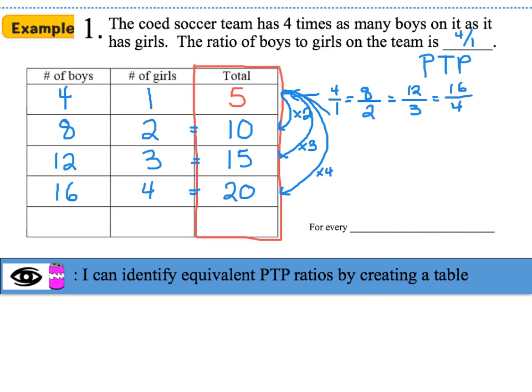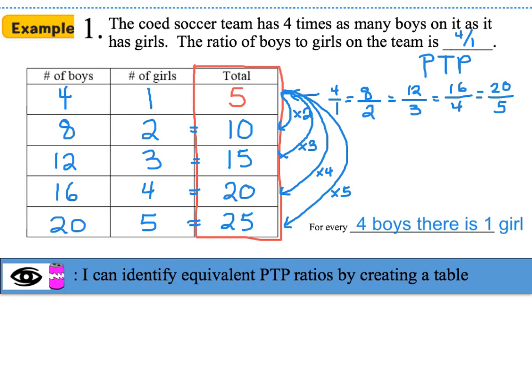Let's go forward one more time. Let's multiply it by 5 now. So 4 times 5 gets me 20 boys. 1 times 5 gets me 5 girls. And 5 times 5 gets me 25 total students. Notice 20 plus 5 still gets me 25. So another equivalent ratio would be 20 boys over 5 girls. To complete this problem, we can write for every 4 boys there is 1 girl on the team. And that's the reduced form.